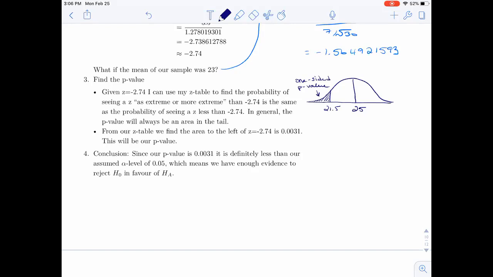From the Z table, we find that the area to the left of a Z of negative 2.74 is 0.0031. This is going to be our one-sided p-value. I just said p-value, but it should be our one-sided p-value. Really tiny. So what we're saying here is our one-sided p-value is 0.0031.